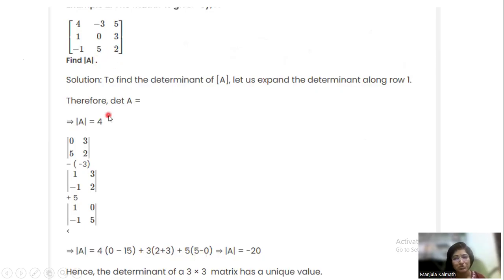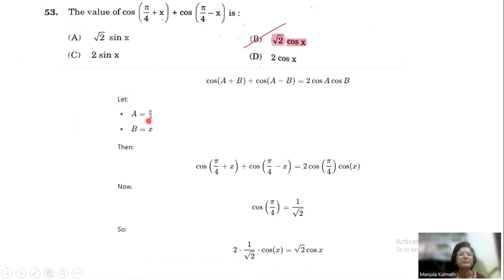In the next exam, they may ask about the 3 by 3 matrix. The next question is the value of cos pi by 4 plus x plus cos pi by 4 minus x. This is nothing but cos of a plus b plus cos of a minus b. There is a predefined formula for this: cos of a plus b plus cos of a minus b equals 2 into cos a into cos b. This is the formula we need to implement.